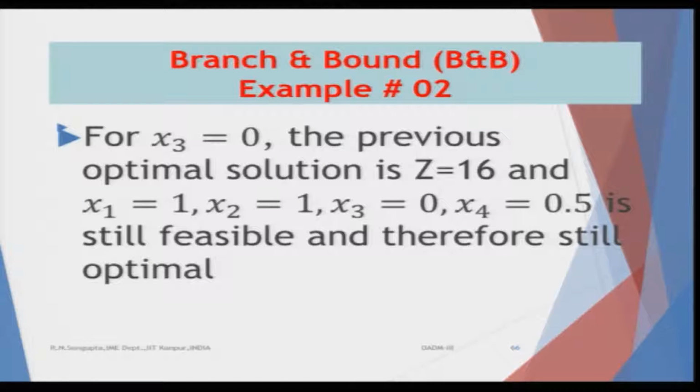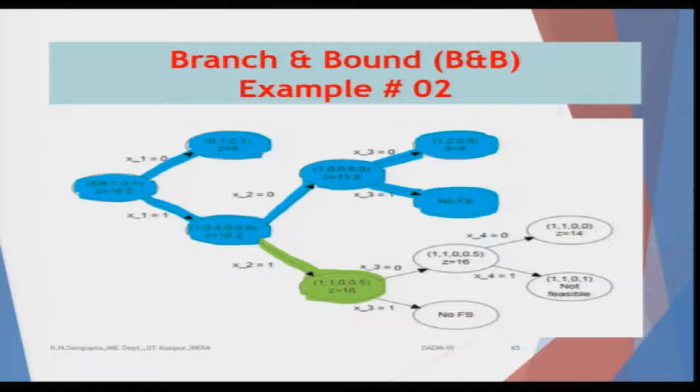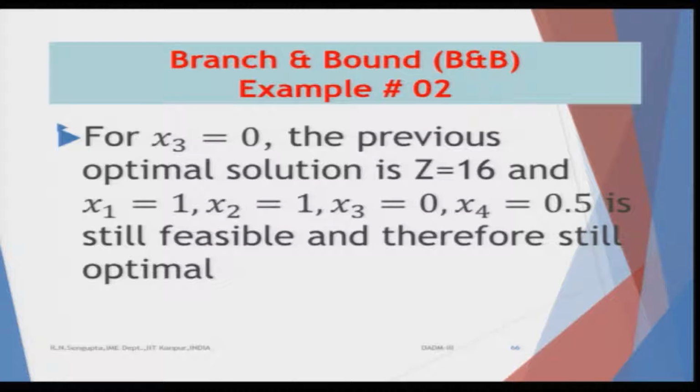So for x3, the previous optimum solution was 16 and the values of x1, x2, x3, x4 were 1, 1, 0 and 0.5, sorry, it was 16. So, it is still feasible and an optimum solution can still be obtained from there. Feasible in the sense that it is another feasible region, if you are able to draw the feasible region graph.